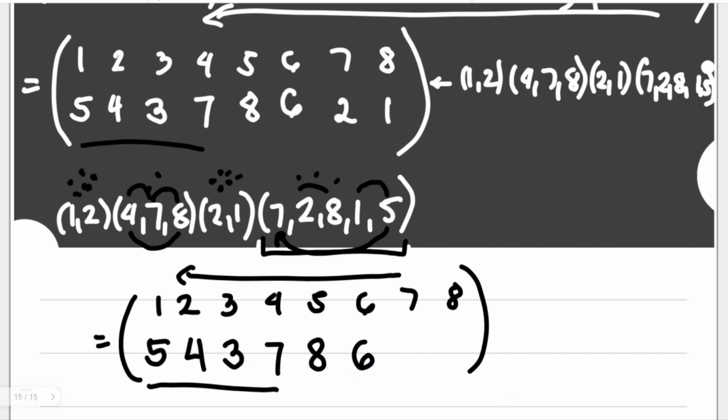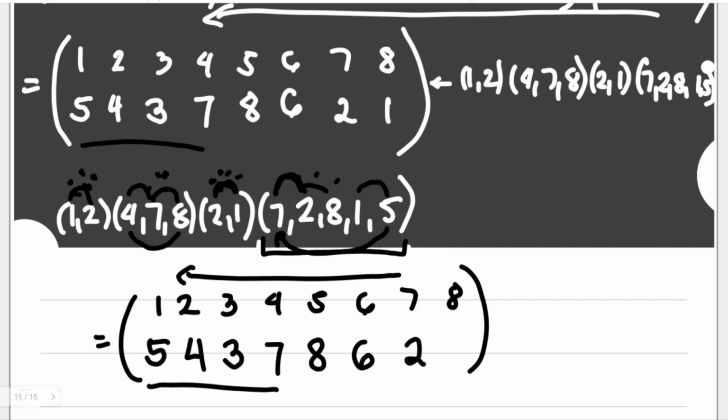For 7, 7 is mapped to 2. Take note, we are now on 2. 2 is mapped to 1. So from 7 to 2, 2 to 1, we are now at 1. We are no longer in 2. We are no longer in 7. We are now at 1. Again, 7 is mapped to 2. 2 is mapped to 1. 1 is mapped to 1. And then 1 is mapped to 2.